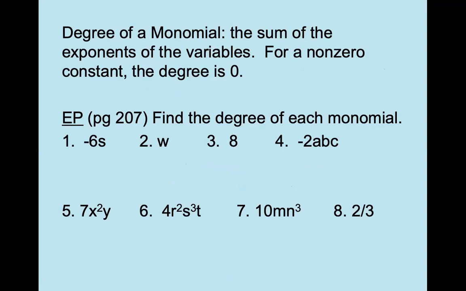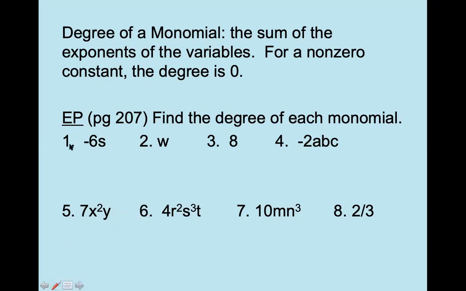All right, so a degree is the sum of the exponents of the variables. For a non-zero constant, like just a number, the degree is 0. So we're on page 207. We're looking at some extra practice. We're going to look at, looks like 1 through 8. So let's go ahead and take a look at that. Find the degree of each monomial. So let me grab my pen again. I'm going to switch up the color just for fun.